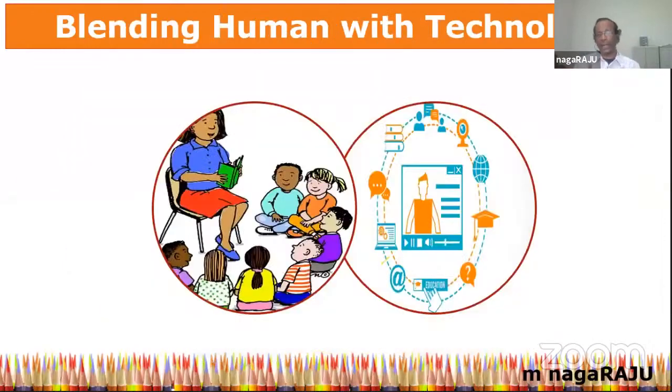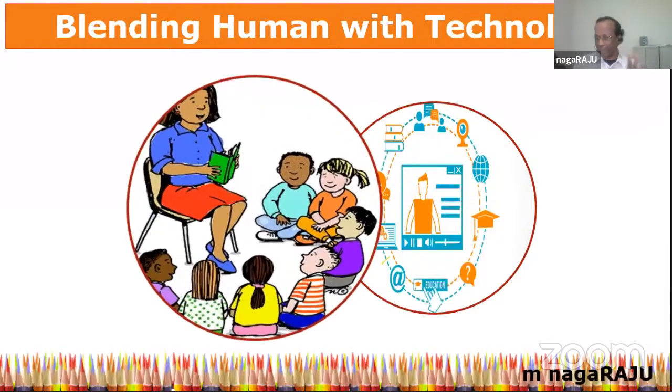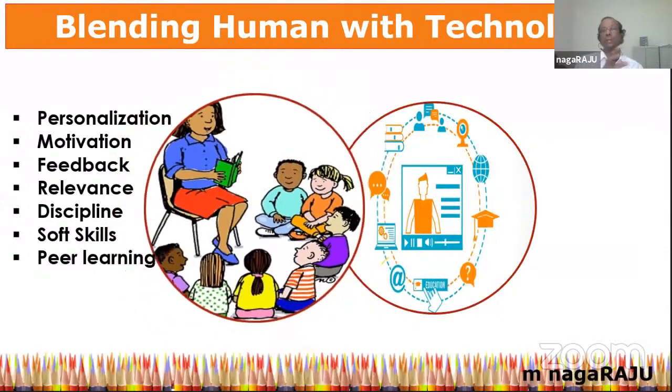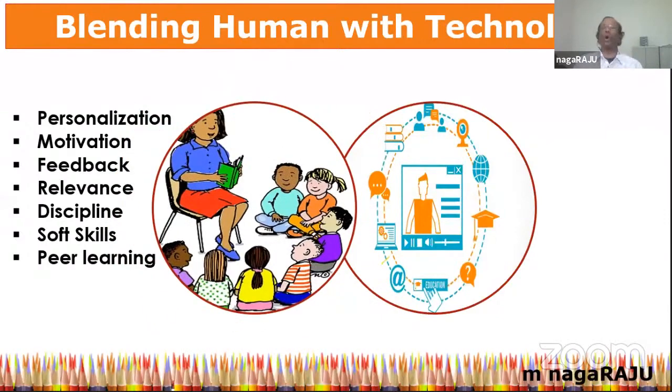No. Okay, this is a regular classroom on the left side and technology on the right side. Let's see what happens. So the physical classroom has some advantages, as you can see. What are the advantages? The physical classroom allows a lot of personalization. Teacher pays a lot of attention to the students, personal attention. Teacher can motivate the students. Feedback can be given both by the students to the teacher and the teacher to the students.